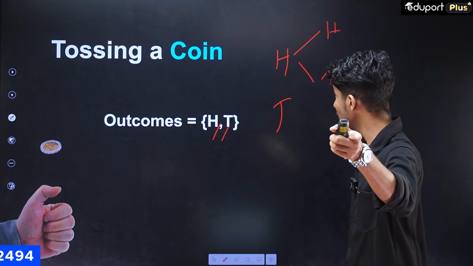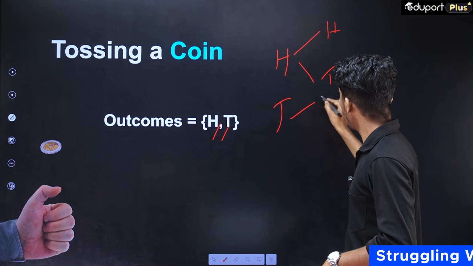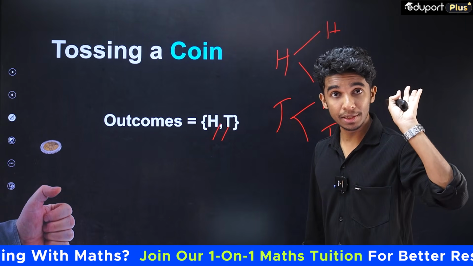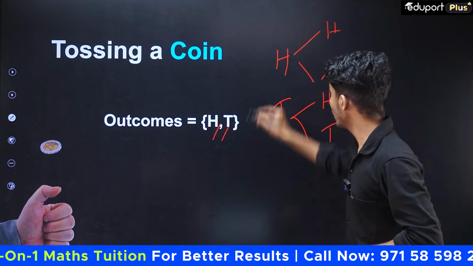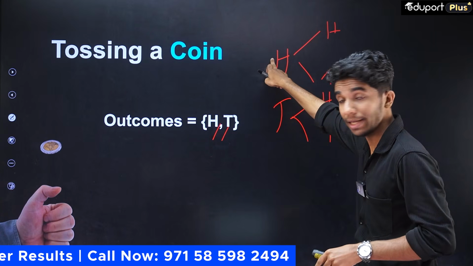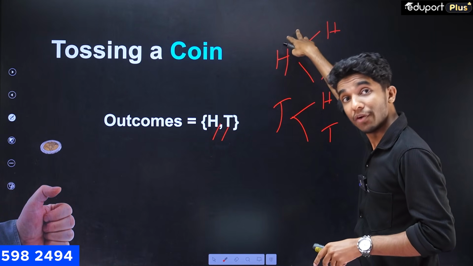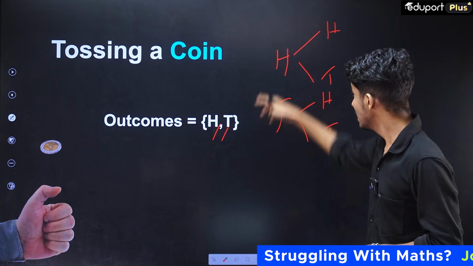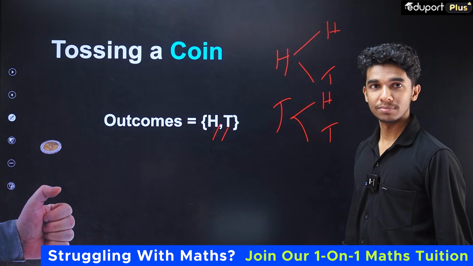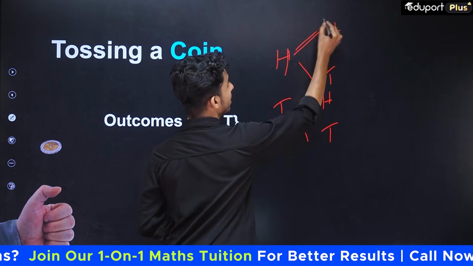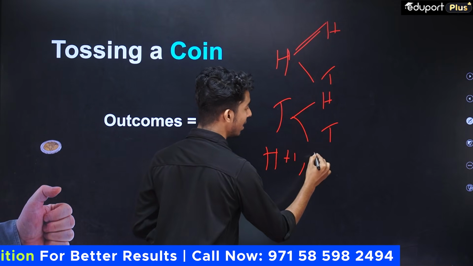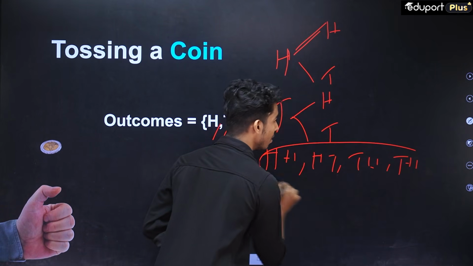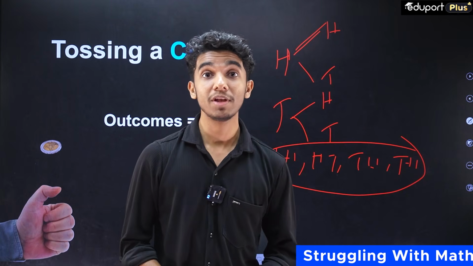If the first coin is tail, the second coin will be head or tail. So if you are asked to find outcomes for tossing more than one coin, just draw like this. First give a head, then a tail, and from each of those give again a head and tail. Then list out: head head, head tail, tail head, tail tail. So the outcomes will be 4.